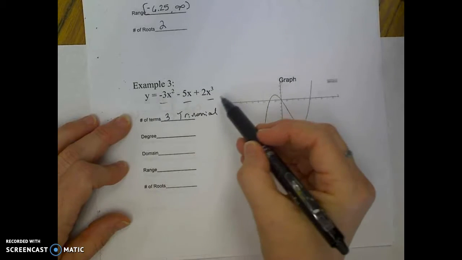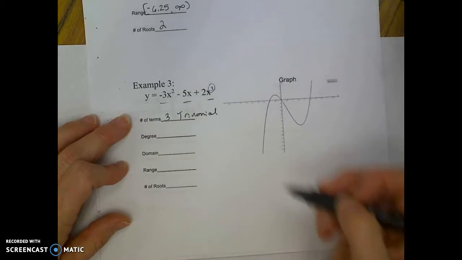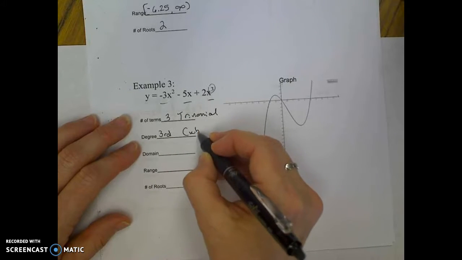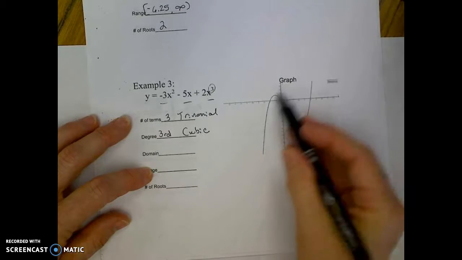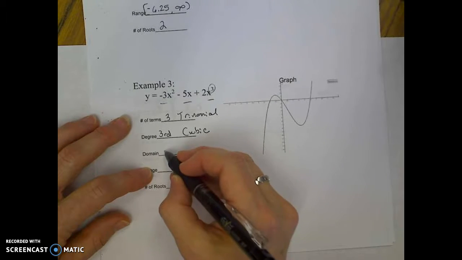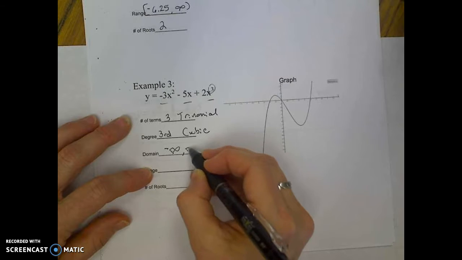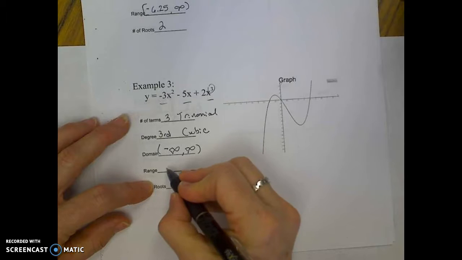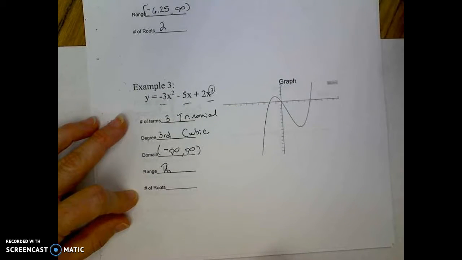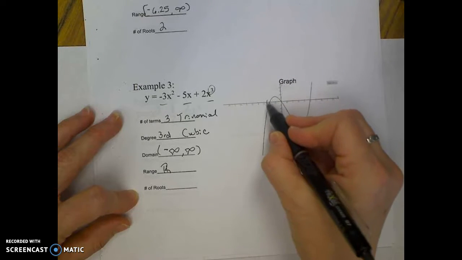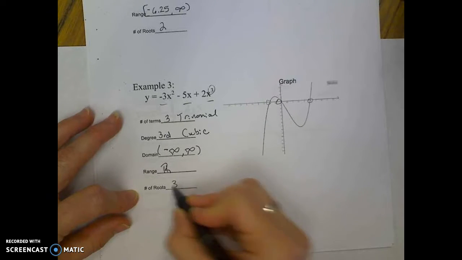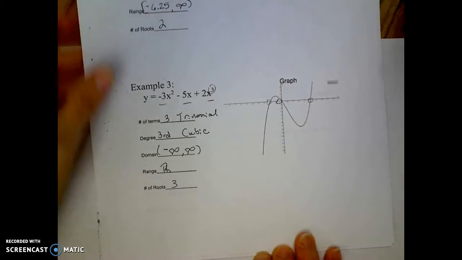But when you look, his highest exponent is 3, so he is third degree, which makes him cubic. Domain for this, it continues to go left and right, so negative infinity to positive infinity, or all real. And he continues to go up and down, so all real. We know he has 3 solutions, and based on the graph, we know he has 3 roots also. Again, you can graph that one in your calculator to get the picture.